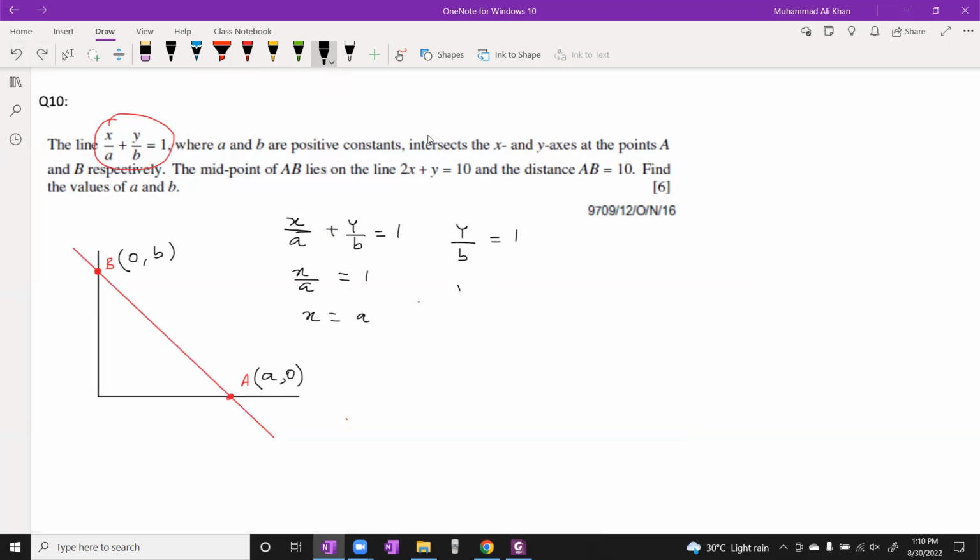y की वैल्यू क्या आ गई जनाब? The value of y is b. Coordinates आ गए A और B के। कोई confusion? अब आप देखिए क्या कहा गया, the midpoint of AB lies on the line, the midpoint of AB lies on the line.